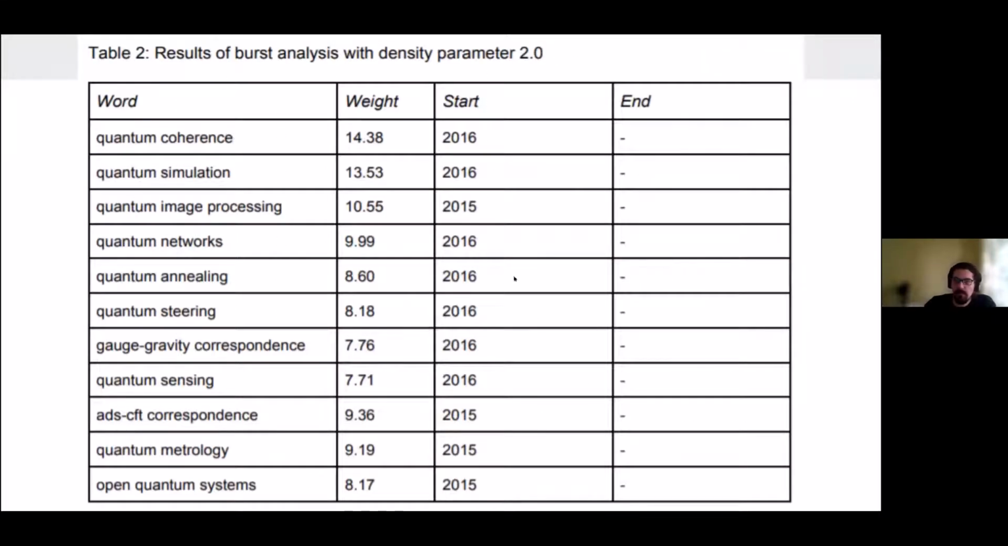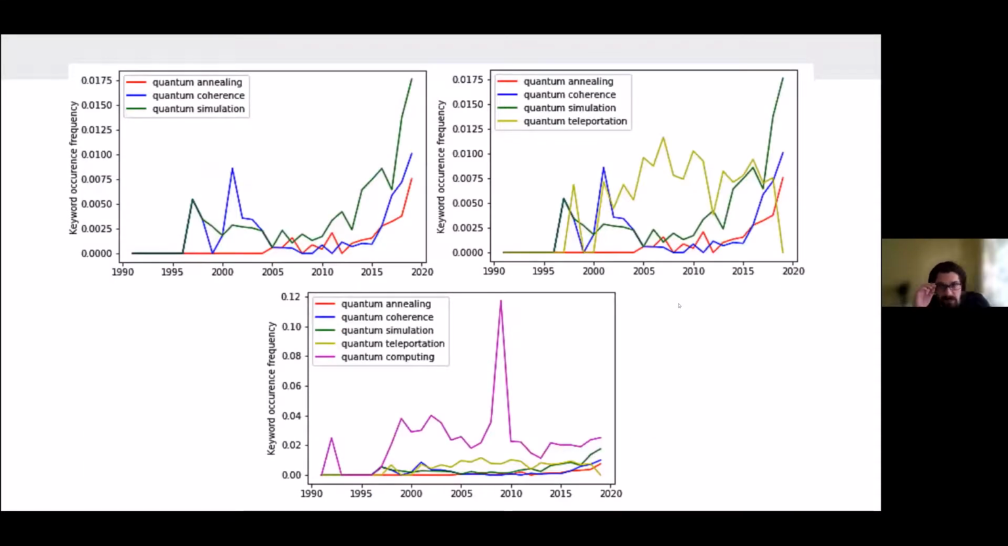And this is for a higher parameter analysis. You can see the full list in the paper. It is open on arXiv. We only put here the ones that were still bursting as of 2019. Maybe if you run the same analysis again, some of these will disappear. But here you can see really hot topics as of 2019, like quantum image processing, AdS/CFT correspondence, open quantum systems. And here you can see a comparison between frequency analysis and burst detection.